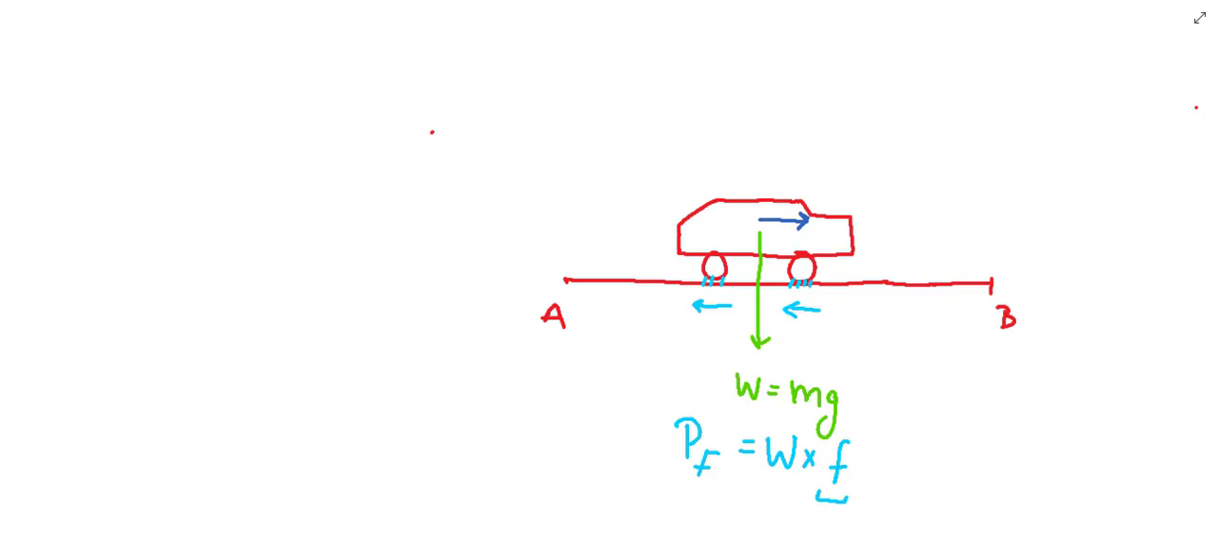Next one is air resistance. When this vehicle moves forward, the frontal and the side, bottom of the vehicle, the tire and the back side will feel some air resistance, and this air resistance will be denoted by PA, which acts in the opposite direction.